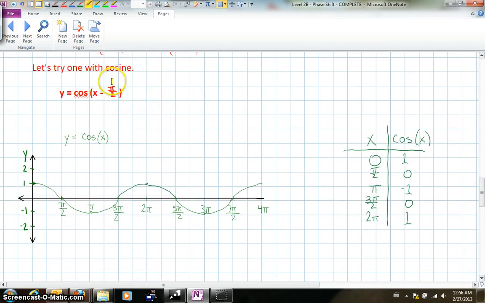This time, again, there's going to be a movement to the right because we have a subtraction inside the parentheses with the x.